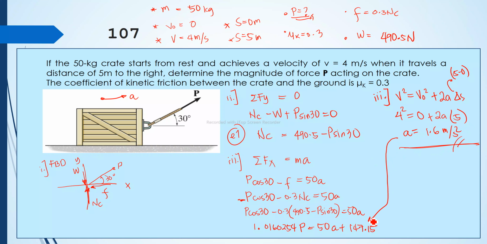Now we just substitute the value of our acceleration there, and we try to solve for P. We can arrive that our P is just equal to 223.567 Newton. Then this will be the answer. This is the magnitude of force P acting on the plate, sufficient for it to move towards the right. Less than that, the plate will not move.